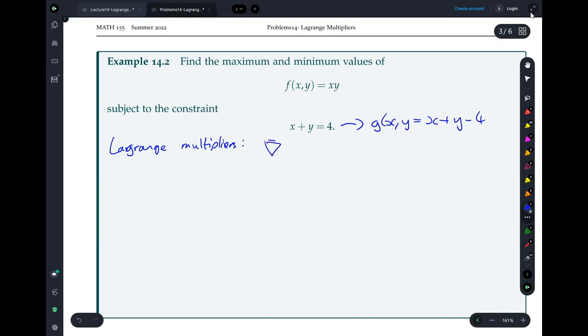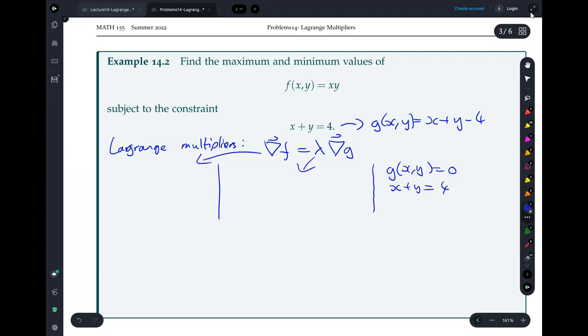And all that means is we need that grad of f is equal to some non-zero constant lambda times grad of g. That's going to give me 3 equations. Can anyone tell me what the first equation is? Well, it's going to give me 2 equations, actually. The third equation here is just our constraint, g of x y is equal to 0, or x plus y is equal to 4. So what 2 equations do we get from this that we need to solve?